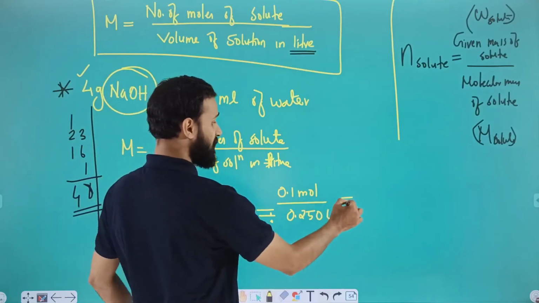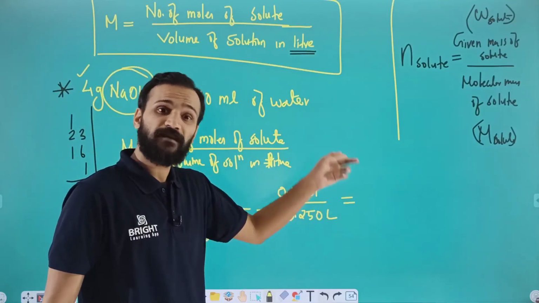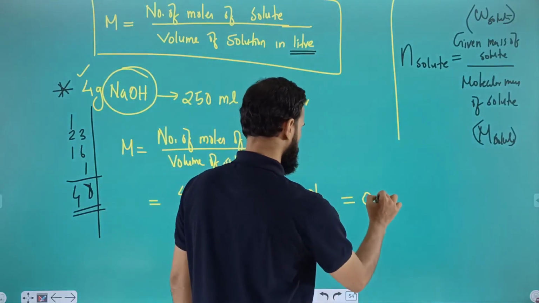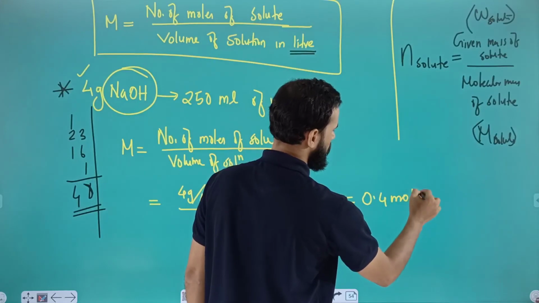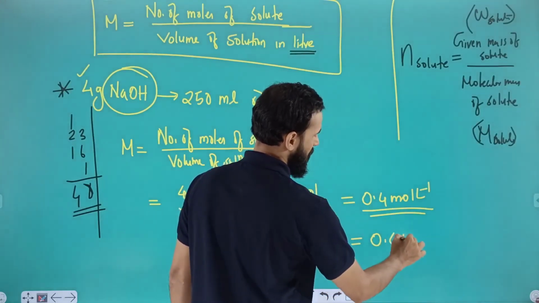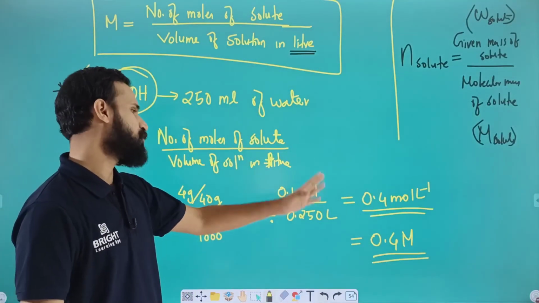So when we divide 0.1 mole by 0.250 liter, we get 0.4 mole per liter, which is equal to 0.4 molarity. Have it clear, students? This is called 0.4 molarity.